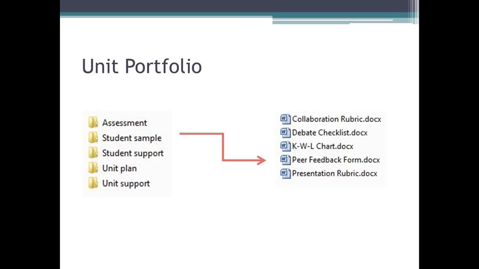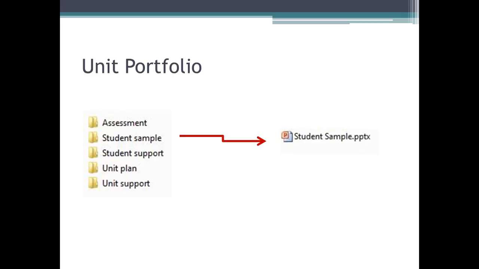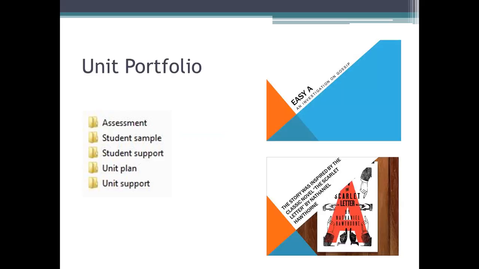There are 5 folders in my unit portfolio: Assessment, Student Sample, Student Support, Unit Plan, and Unit Support. Here are the assessments that I have included in my unit: Collaboration Rubric, Debate Checklist, KWL Chart, Peer Feedback Form, and Presentation Rubric. In the Student Sample folder, I have included a PowerPoint I have made. Here are some of the slides from my PowerPoint.